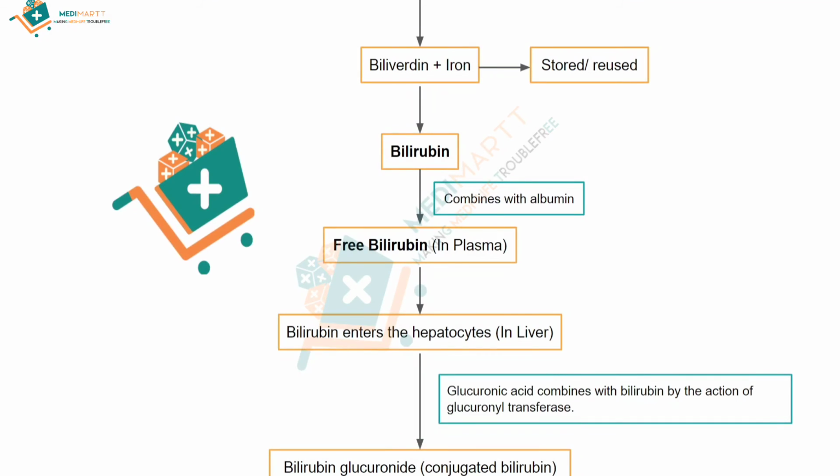What is helping to convert the bilirubin into the bilirubin glucuronide? That is due to the glucuronic acid. This glucuronic acid combines with the bilirubin, and when these two combine, the bilirubin glucuronide is formed by the action of glucuronyl transferase. Glucuronyl transferase is the enzyme which helps in this conversion. So bilirubin glucuronide, or conjugated bilirubin, is formed.